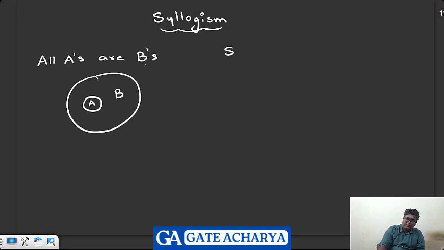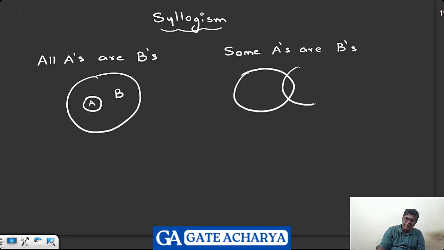This is the first positive statement. Then there is another positive statement, some A's are B's. A and B can be anything, right? It can be a person, a title, or any other object. So we are saying that some A's are B. What is the Venn diagram of this? Like this. Based on this, I will come to a conclusion. So some A's are B's is drawn like this. These are the two positive statements.